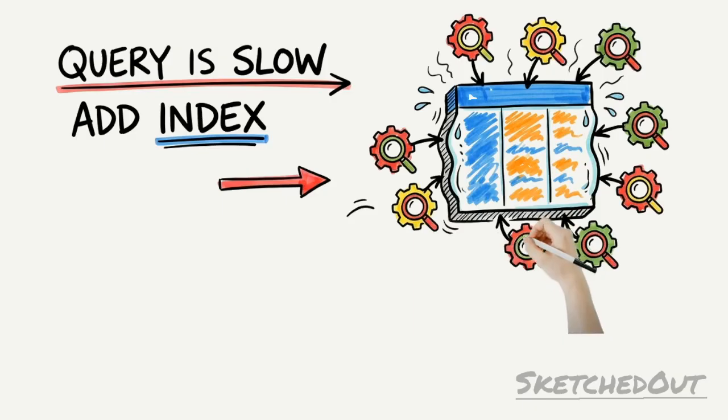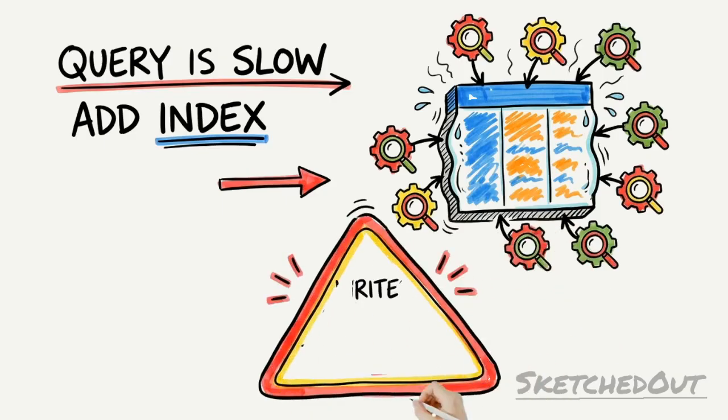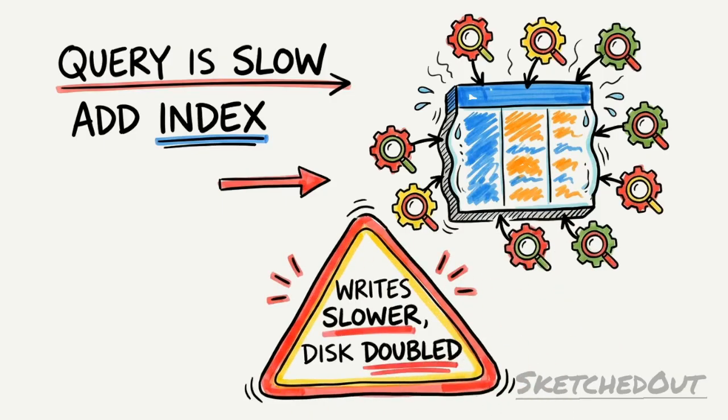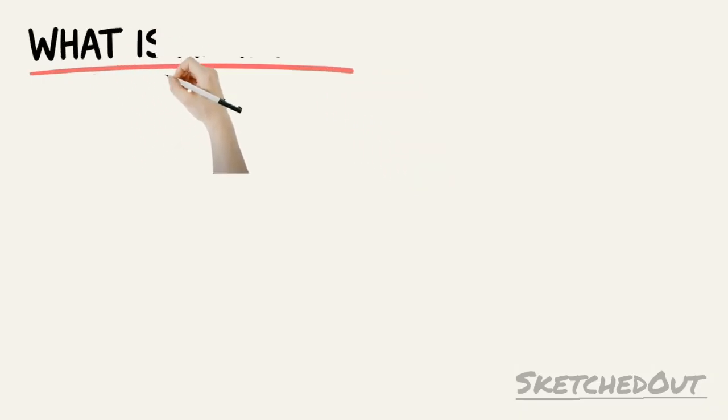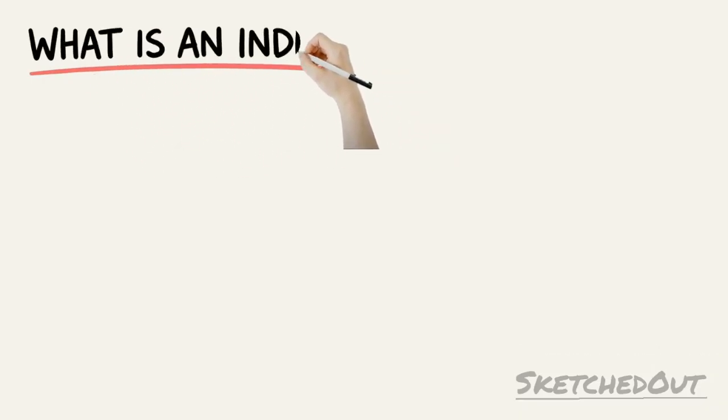Nothing you added was wrong. And yet, an index is not free. That sentence sounds obvious, and almost nobody acts like it. This episode is what an index actually is, what it actually costs, and why "add an index" is the reflex that gets you into most of the messes it's supposed to solve.